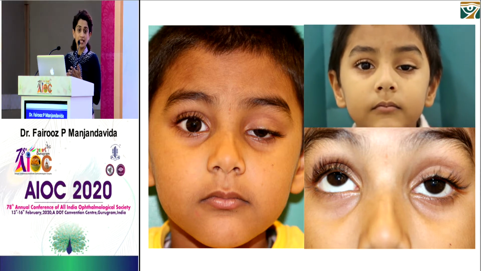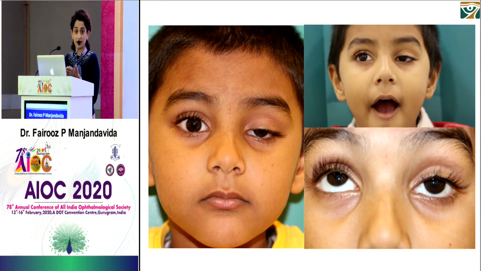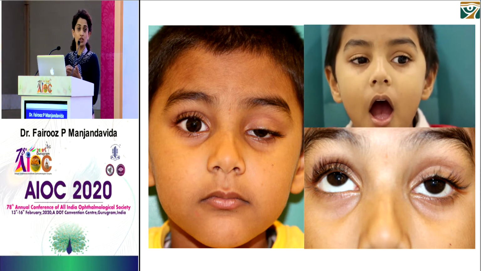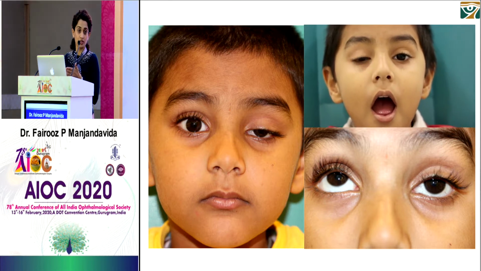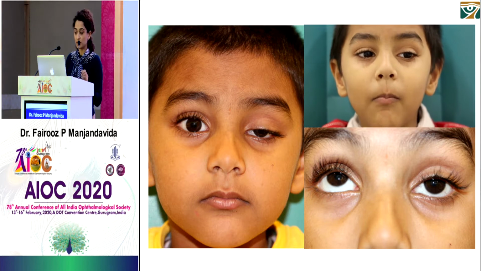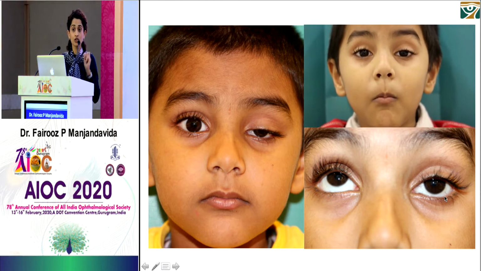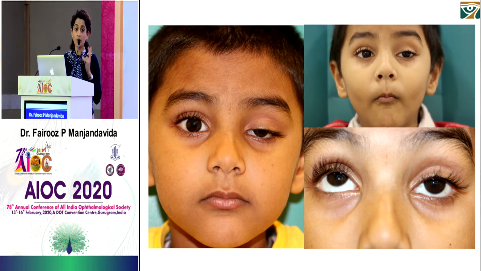So assessing Marcus Gunn jaw-winking phenomenon and not missing that in the list of evaluation in ptosis is very, very important, because the management drastically changes in this situation. Similar in this case as well. Now, you should always look for the elevation of the eyeball. All right? Why?